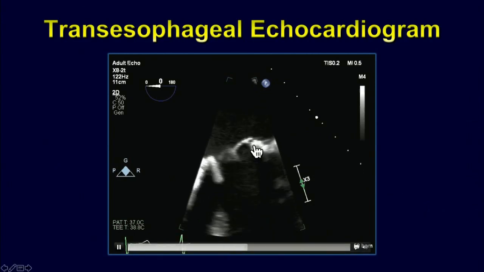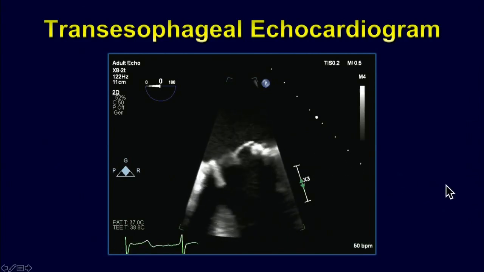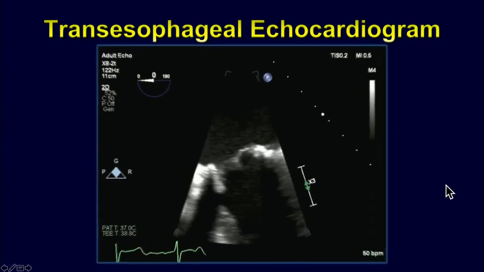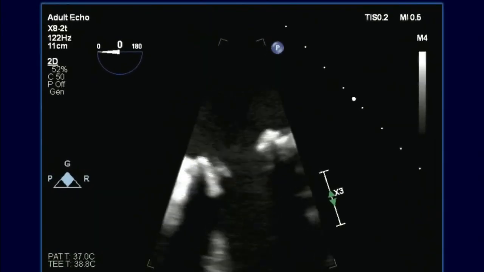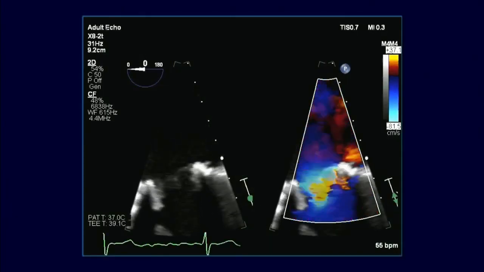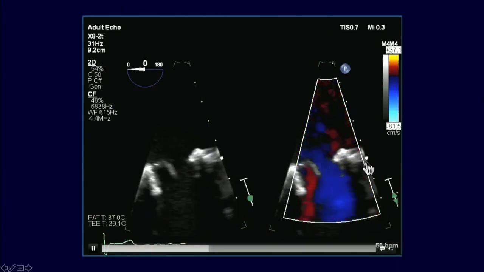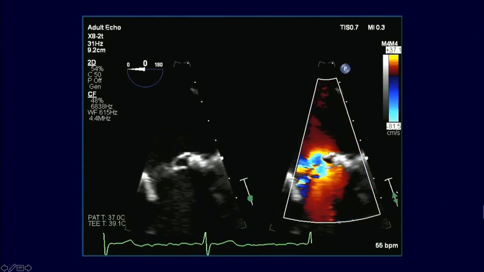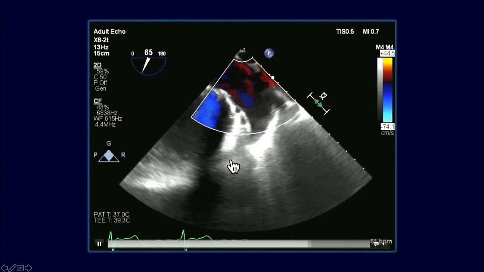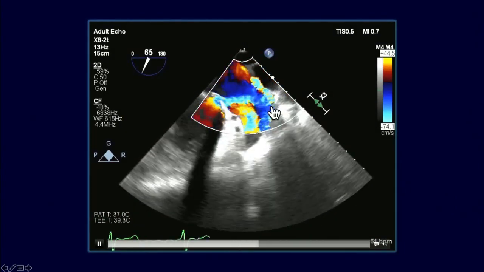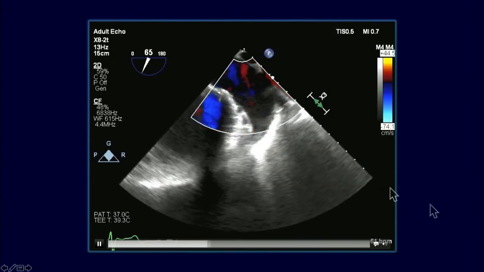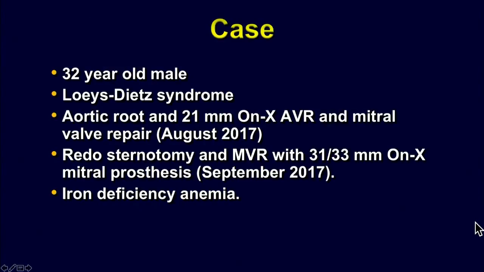And just take a look right here. This leaflet seems to be dehisced from the annulus. I zoom this up to take a closer look. And then when we put on color, you can see this color flow that's going right through here. We see this large PISA, and this is just a nice jet almost hitting the side wall of the left atrial appendage. So this patient had significant prosthetic mitral regurgitation.